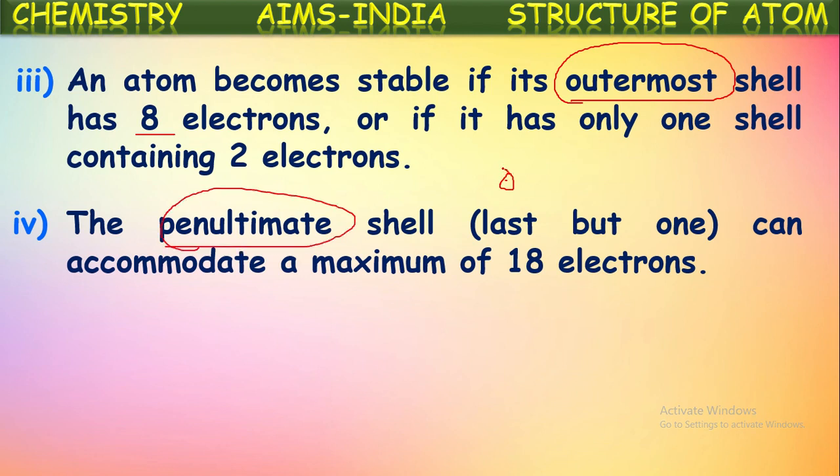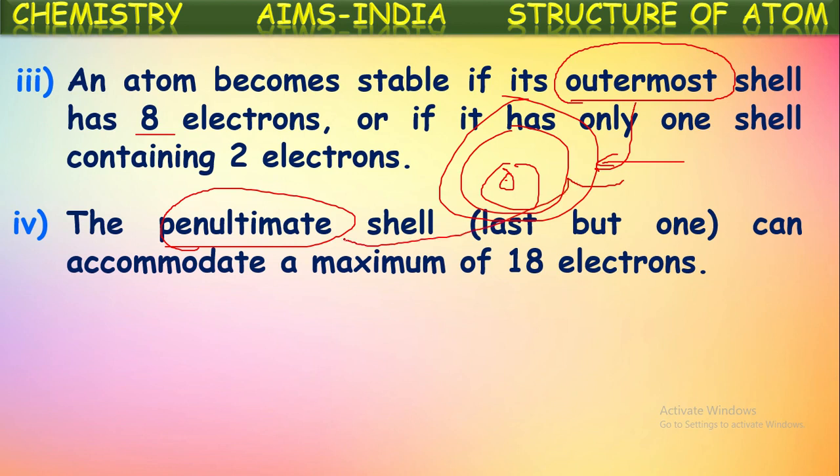Suppose an atom is like this with a different number of shells. Coming from the outside, the last shell is called the outermost shell, and the last but one shell is called the penultimate shell. The penultimate shell of an atom can accommodate a maximum of 18 electrons even though its capacity is more. Okay, these are the rules given to understand the electronic configurations of atoms. These were given by Bohr and Bury together.